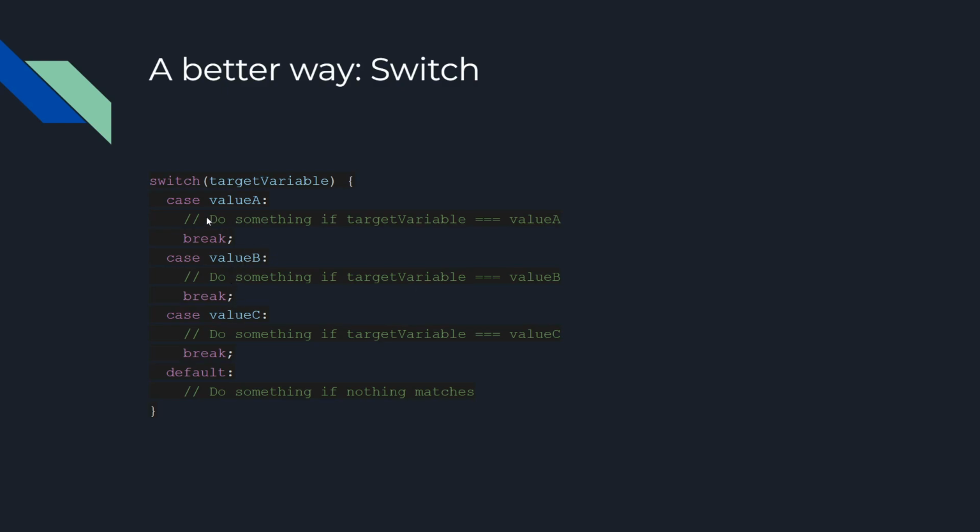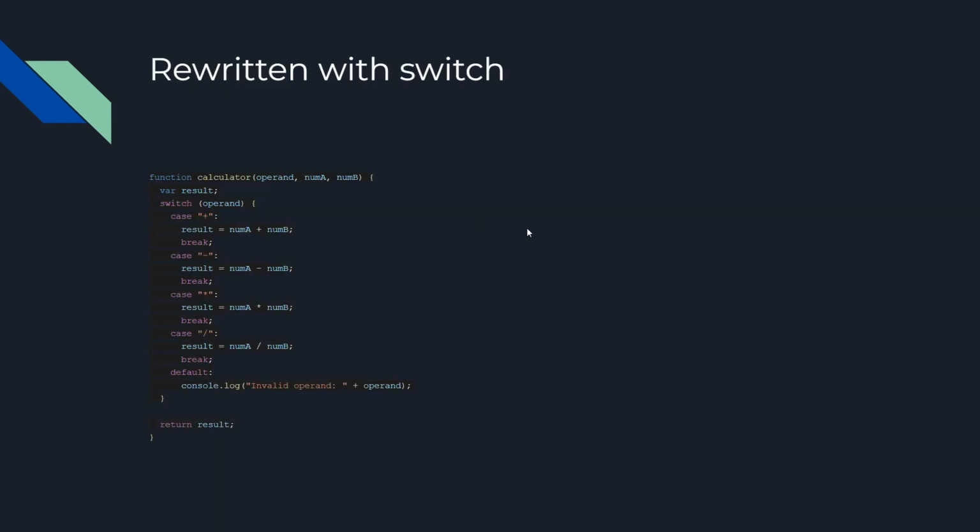What that means is, for example, this is the example where we take our previous calculator and rewrite it with a switch statement. So we're evaluating the operand, and if it's plus, we do result equals number A plus number B, and then we break. Break means we skip out of the rest of the switch statement and move down here.